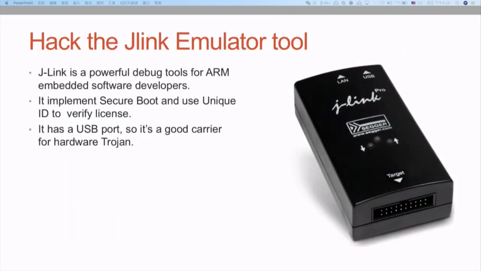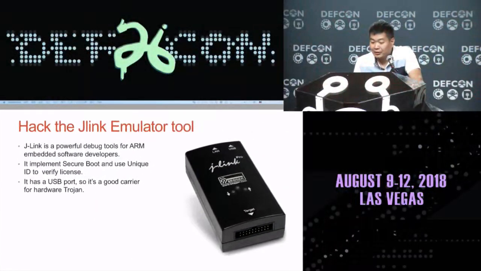In order to verify this vulnerability in a real-world product, we use the J-Link to implement the exploit. Before discussing the detail of this exploit, let me introduce J-Link. J-Link is a powerful emulator and debug tool for ARM processors. It's very useful for ARM developers to debug their firmware and hardware. This tool is designed by Segger.